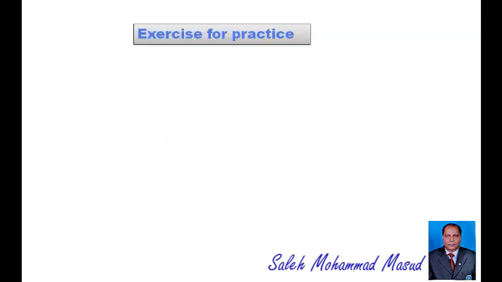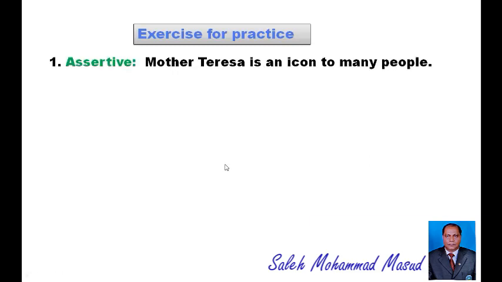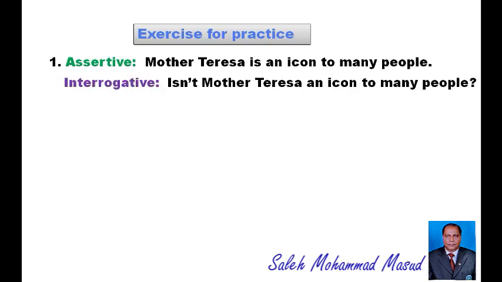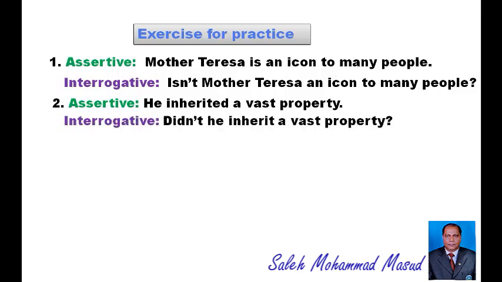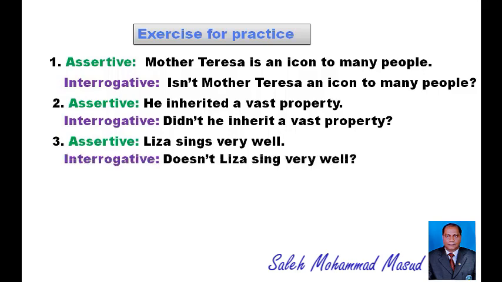Now we'll go for practice. First sentence. Mother Teresa is an icon to many people. Interrogative: isn't Mother Teresa an icon to many people? Next sentence. He inherited a vast property. Interrogative: didn't he inherit a vast property? Next. Lisa sings very well. The interrogative would be, doesn't Lisa sing very well?